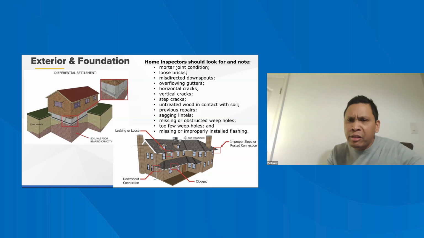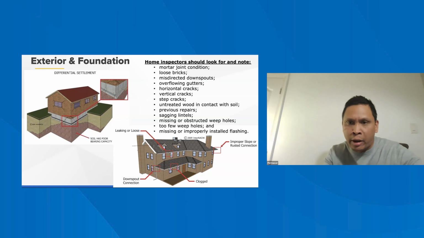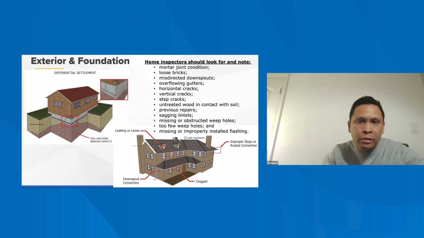So we talked about the misdirected downspouts. We want to make sure, right, water's daylighting away from the home. Overflowing gutters. Make sure that the gutters are always free of debris, not clogged. That's why it's always a great idea to inspect a home while it's raining or just after a rainfall, right? Because we want to make sure those gutters are able to do their job, directing water away from the home. We don't want standing water anywhere around the house.